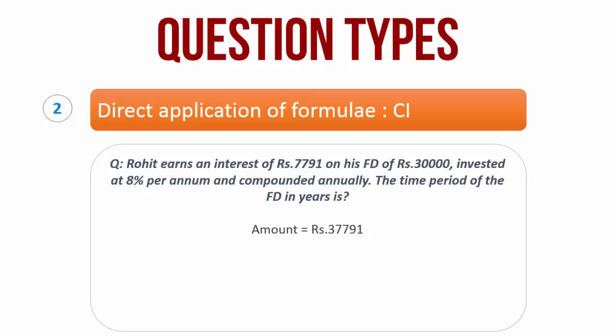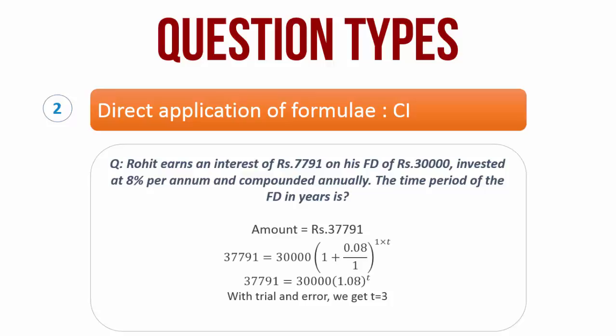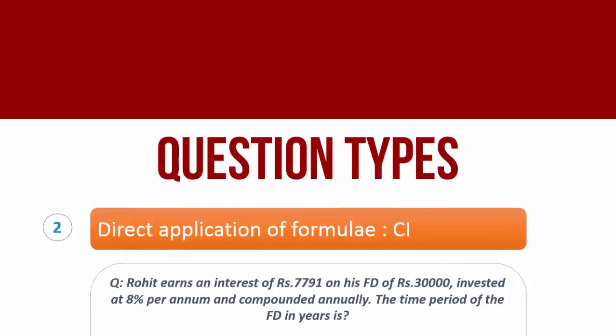The amount here is 37,791 because his FD principal is 30,000 and the interest earned is 7,791. So the final amount that Rohit earns shall be 37,791. Putting that in the formula for compound interest, we get T equal to 3. So the time period of Rohit's FD is 3 years.